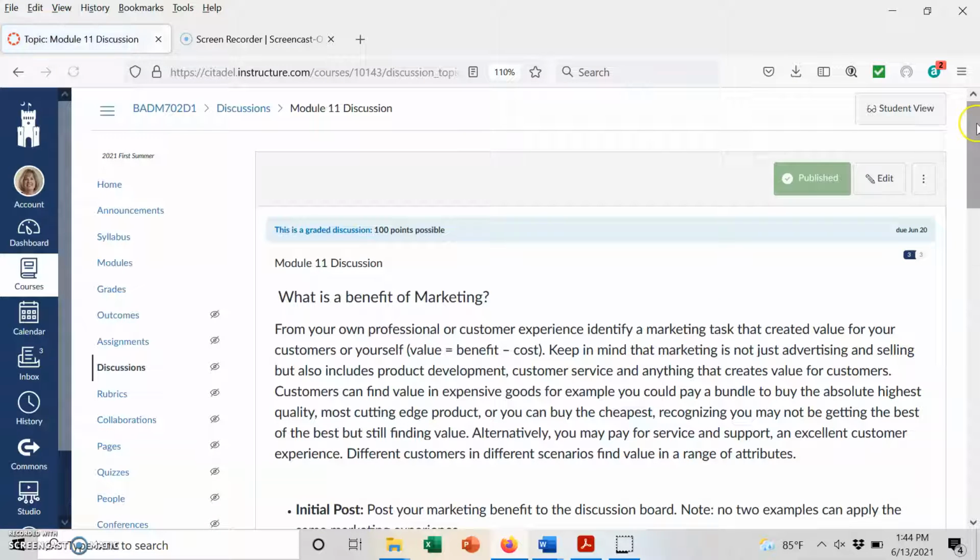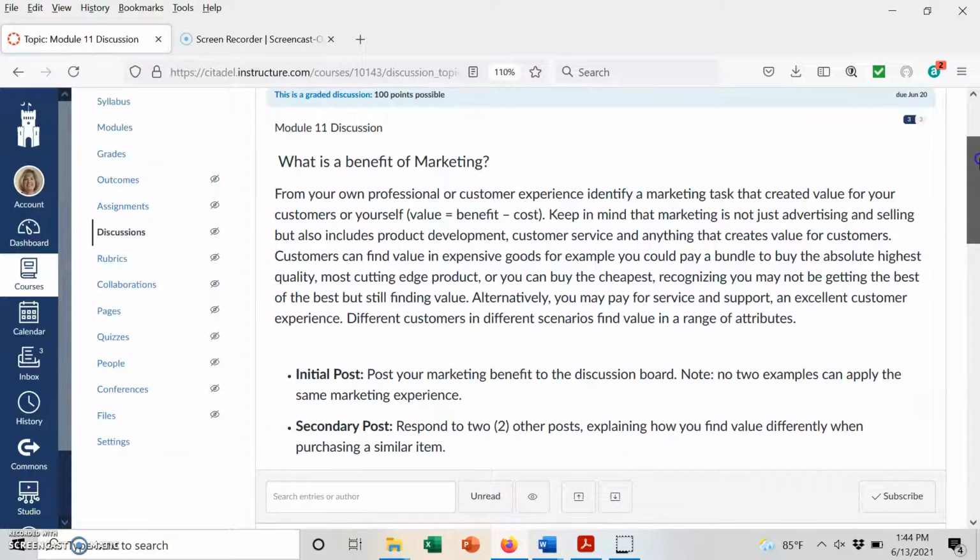And then the discussion board for this week is to talk about or write about your own experience with a marketing task that created value for your customers or yourself. So use the broad definition of marketing. It includes product development, customer service, anything that creates value for customers.